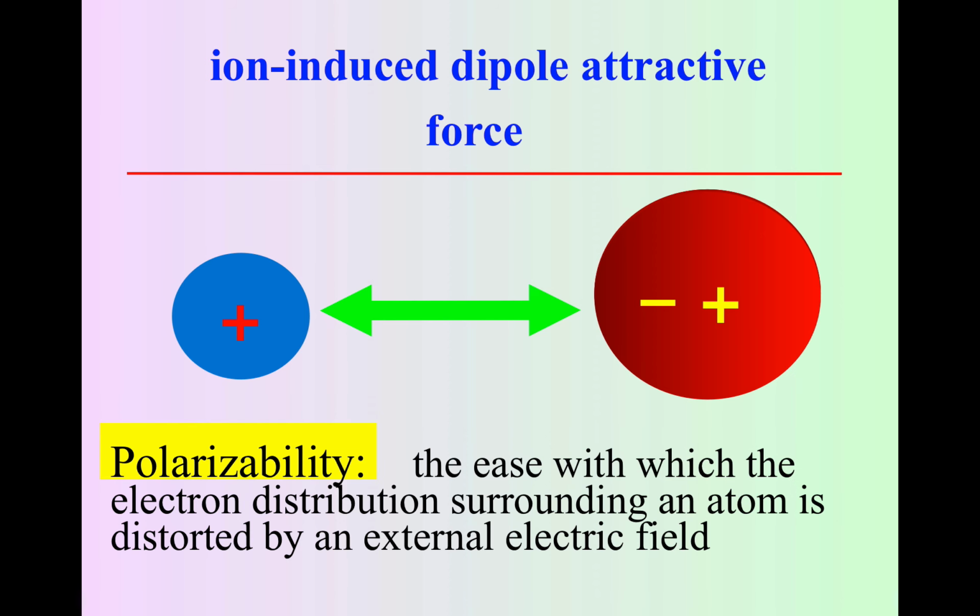The term polarizability refers to how easy it is to induce this dipole, how easy it is to shift that electron cloud so that you get this tug between the nonpolar thing and the cation.